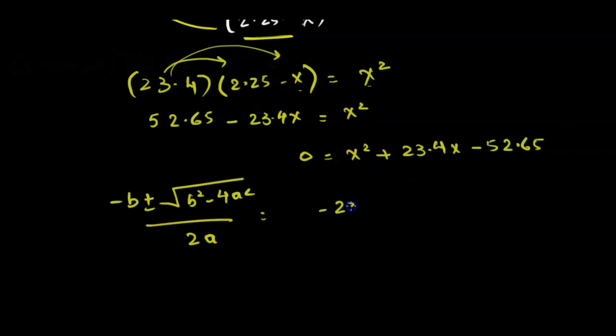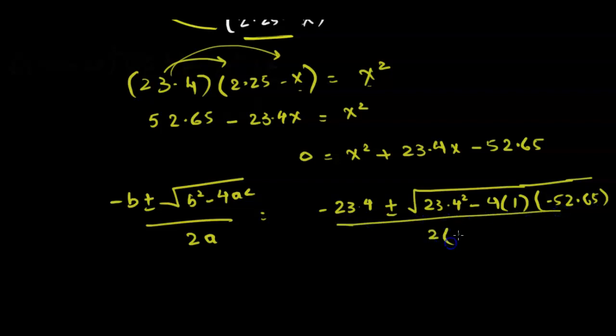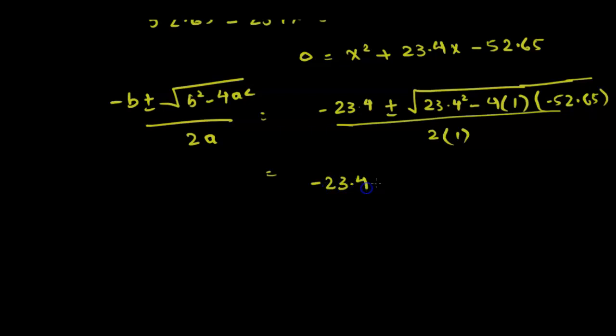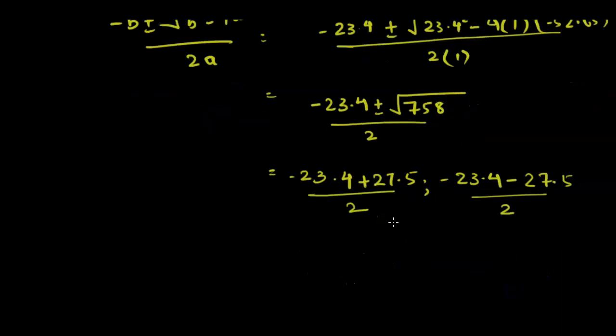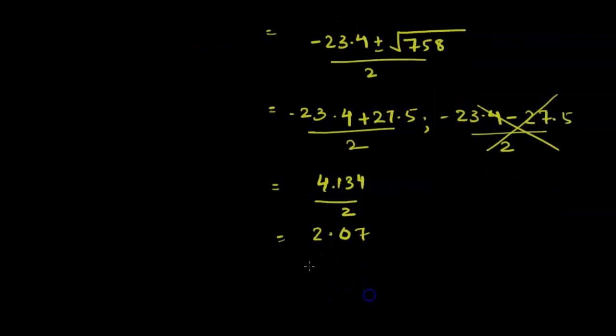That gives us negative 23.4 plus minus root of b, which is 23.4 squared, minus 4 times a, the a value is 1, c value is negative 52.65, divided by 2 times a, which is 1. We get negative 23.4 plus minus the square root of 758 divided by 2. That gives us negative 23.4 plus 27.5 divided by 2, as well as negative 23.4 minus 27.5 divided by 2. As we are looking for the change in concentration x, and we know concentration cannot be negative, the second will yield a negative answer, so we'll cross this answer out. We would only use this, and we get 4.134 divided by 2. That gives us 2.07. So this is the value of x.